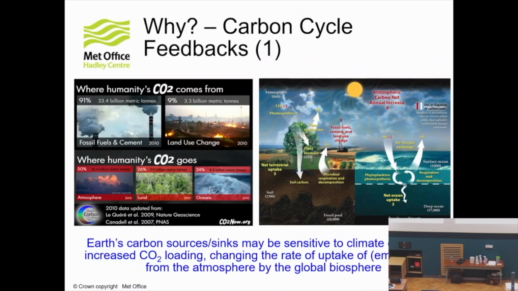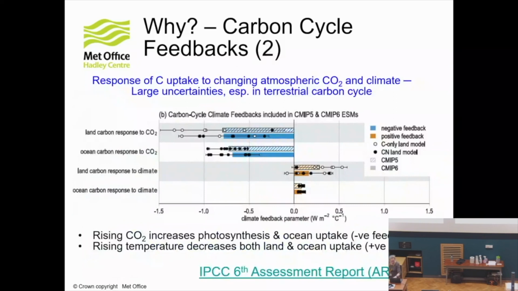And there are concerns that this airborne fraction might change and is sensitive to both carbon dioxide and temperature. And of course, if that does change, in particular if the airborne fraction was to increase, that means we would get even more climate change per unit of emitted CO2 than we currently do. So it's really important to understand how this airborne fraction might be sensitive to temperature and CO2. And this is what's shown in the next slide.